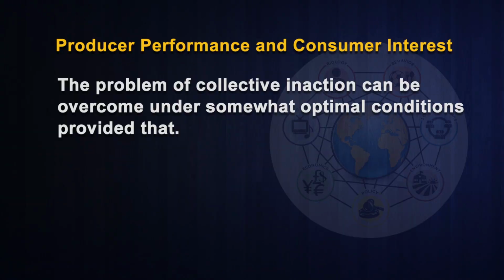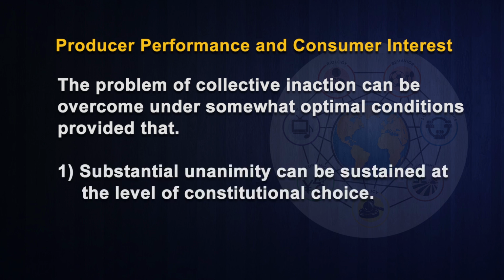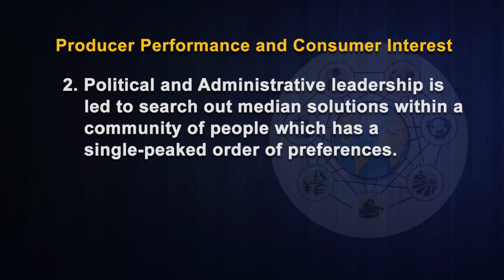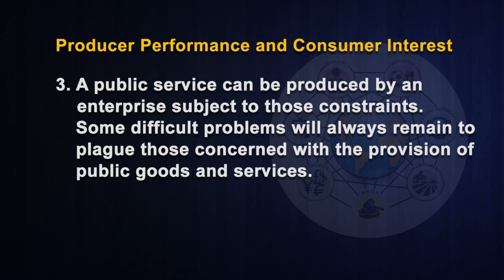The problem of collective inaction can be overcome under somewhat optimal conditions provided that substantial unanimity can be sustained at the level of constitutional choice. Political and administrative leadership is led to search out median solutions within a community of people which has a single peaked order of preferences. A public service can be produced by an enterprise subject to those constraints. Some difficult problems will always remain to plague those concerned with the provision of public goods and services.